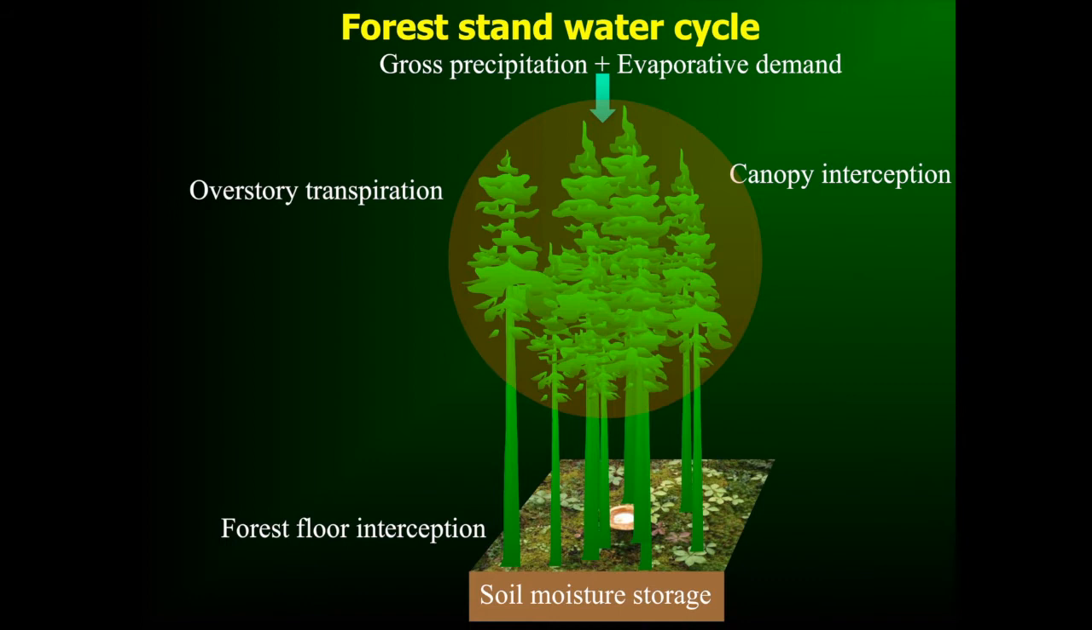Another component of this framework is the transpiration from the tree, here known as overstory transpiration. And the footprint of all these components, canopy and forest floor interception and transpiration, is going to be reflected in the soil storage component, as soil moisture storage dynamics.